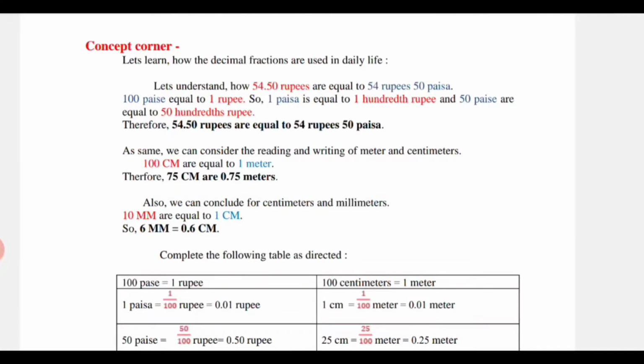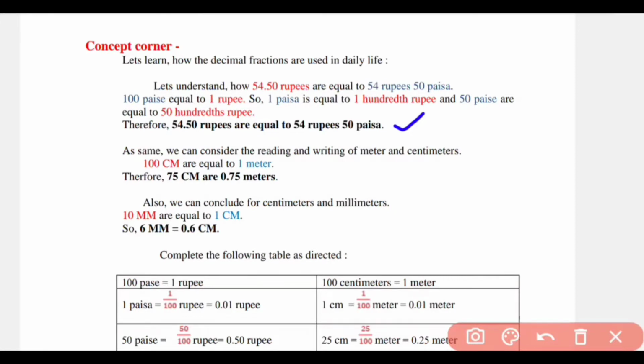So 100 paise is equal to 1 rupee, we all know that. So 1 paisa is equal to one hundredth rupee, and 50 paise are equal to 50 hundredths rupee. So therefore 54.50 rupees are equal to 54 rupees 50 paisa. This example was about rupees and paisa.